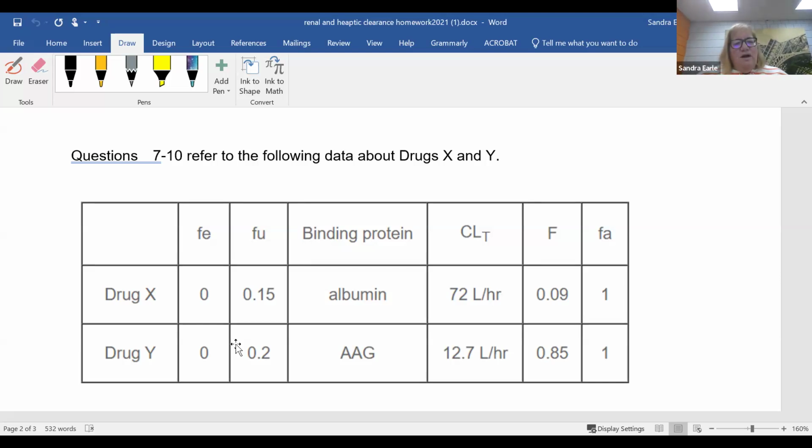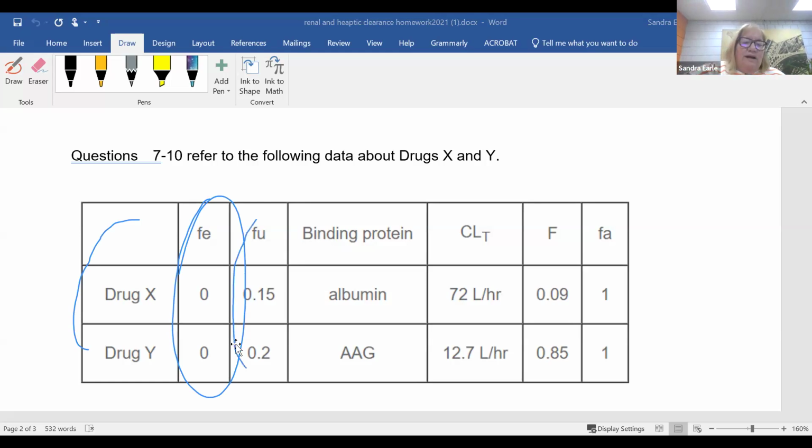All right. Questions 7 through 10 refer to the following data about X and Y. So now we're changing from renal to hepatic, aren't we? Okay, so we've got 2 drugs that are hepatically cleared.